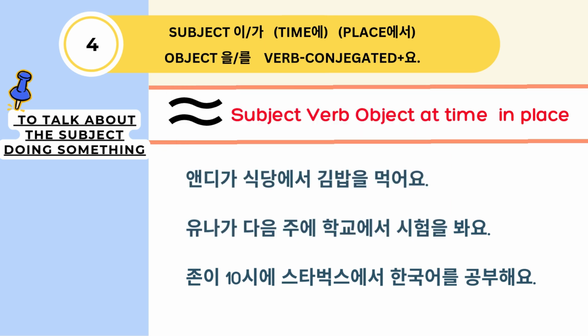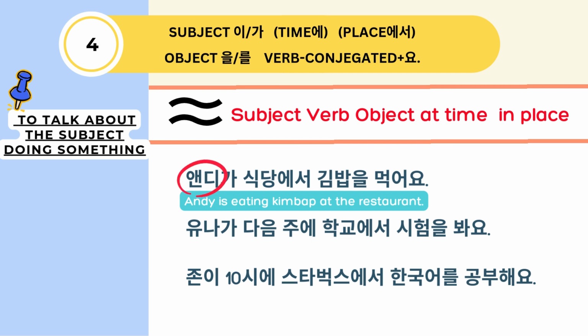Examples. 앤디가 식당에서 김밥을 먹어요. Andy is eating kimbap at the restaurant. Subject, Andy. Location, 식당에서, at the restaurant. Object, 김밥, with the object marker 을. Verb, 먹어요, is eating.